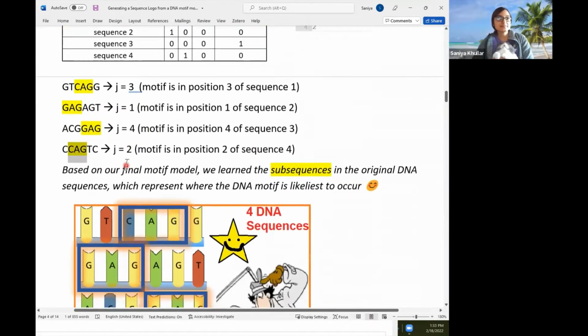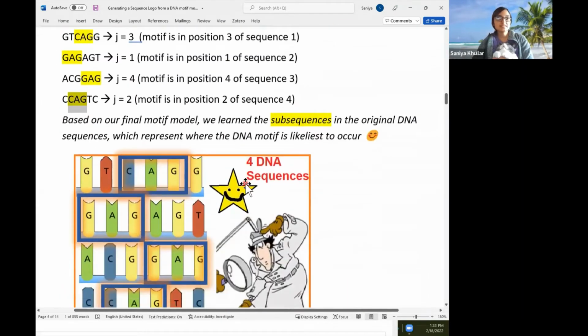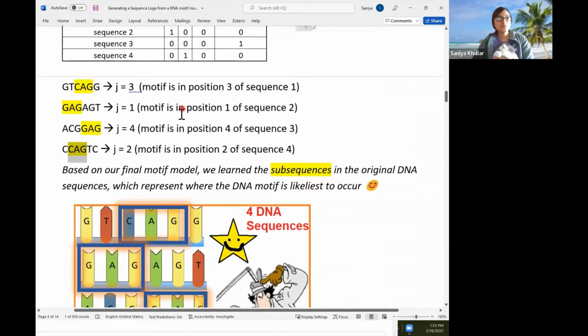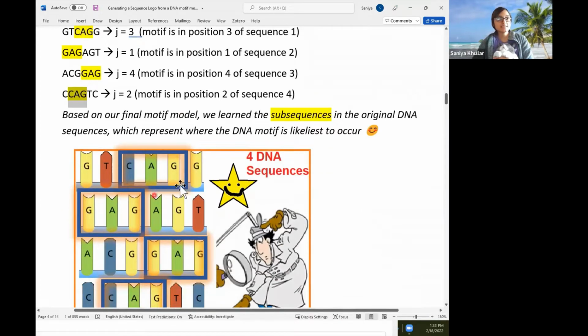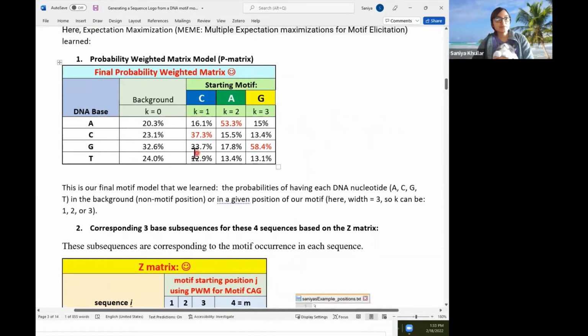So based on our final motif model, we learned the subsequences in the original DNA sequences. And these represent where the DNA motif is likeliest to occur in these original DNA sequences. So in the first sequence, we identified CAG here. In the second, we identified the runner-up sequence, GAG. And the third, it was also GAG, because after CAG, it's like the next most optimal, because G is 33.7%, which is a little bit behind the optimal of 37.3%. So we went with GAG.